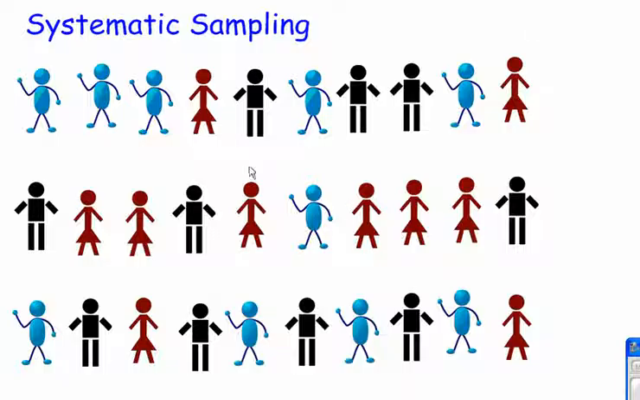I still have my 30 people in my population, and I still like to have a sample size of 10. So my sample size is going to be 10. Well, in order to get my 10 people, I'm going to use systematic sampling. And it sounds just like the title. I'm going to create a system in order to get my sample size.